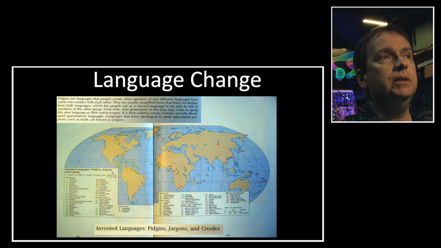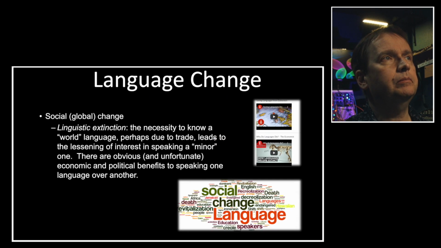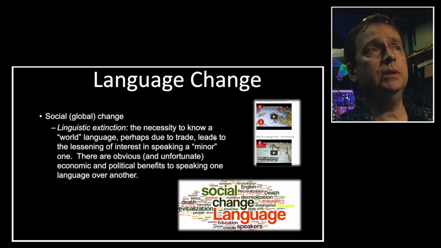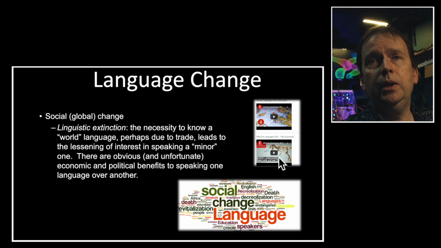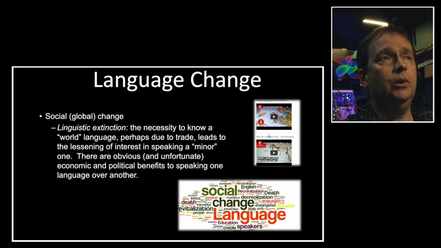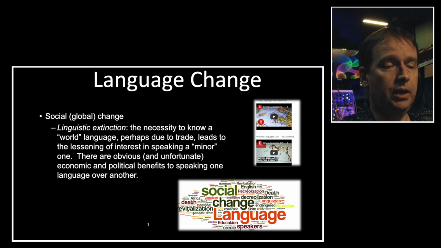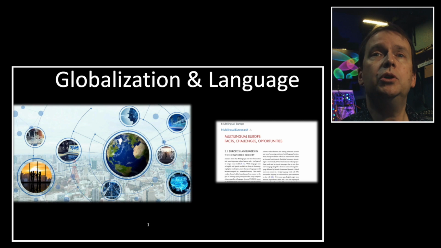We can look at some examples of various pidgins and creoles around the world, and this is a nice map of some of those. We can also talk about linguistic extinction I just mentioned, and check out the 2 videos this week in our media section that talk about linguistic extinction, because I think it's a real key issue that we don't spend enough time talking about.